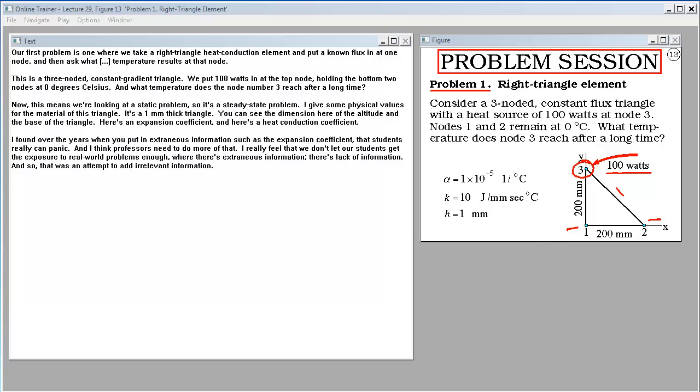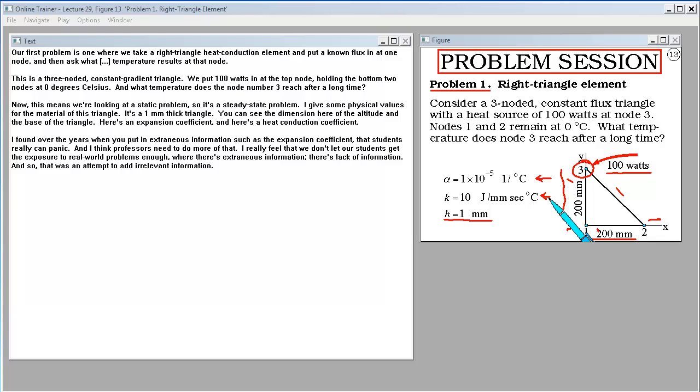I give some physical values for the material of this triangle. It's a 1 millimeter thick triangle. You can see the dimensions here of the altitude and the base of the triangle. Here's an expansion coefficient, and here's a heat conduction coefficient.